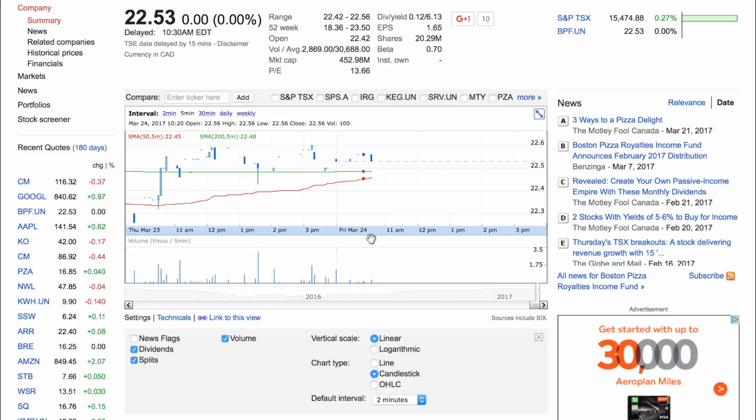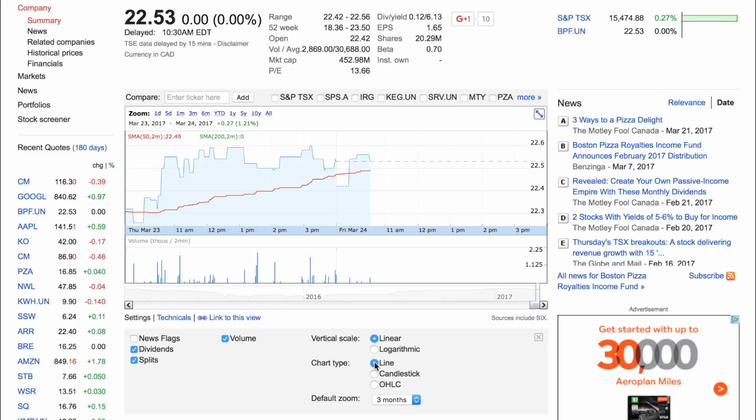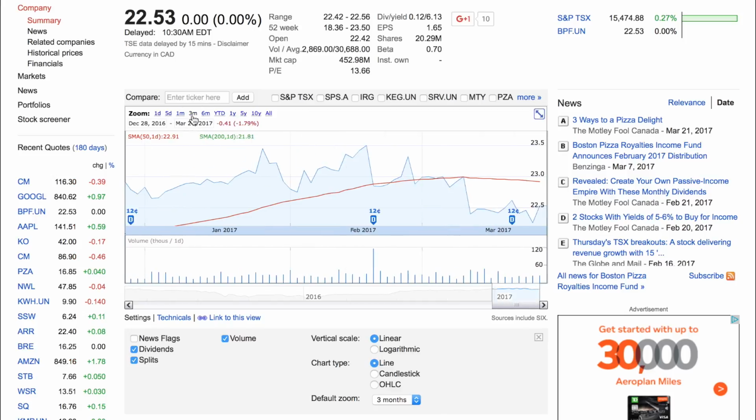I totally am not that type of trader, so I'm going to go back to line chart, and then we're going to look at the default zoom, which is 3 months. Now you can set this however you want. I just like to look at 3 months. It's kind of a good indicator for me.